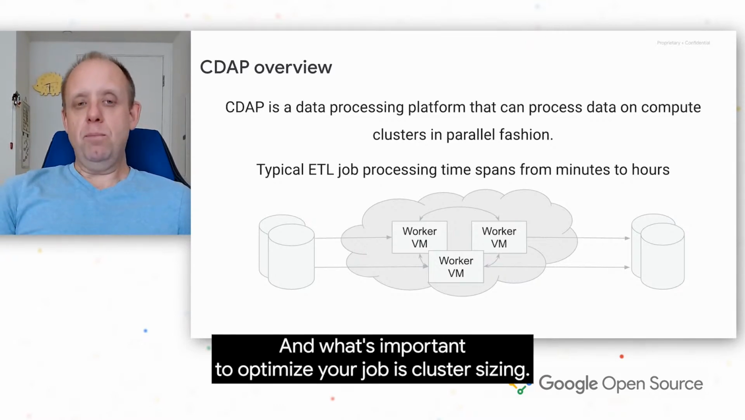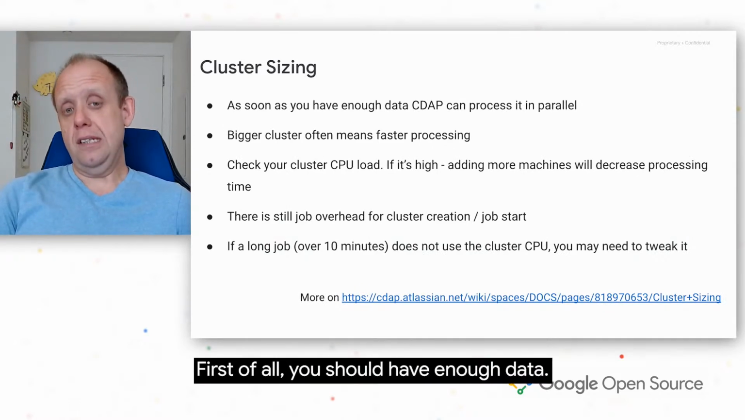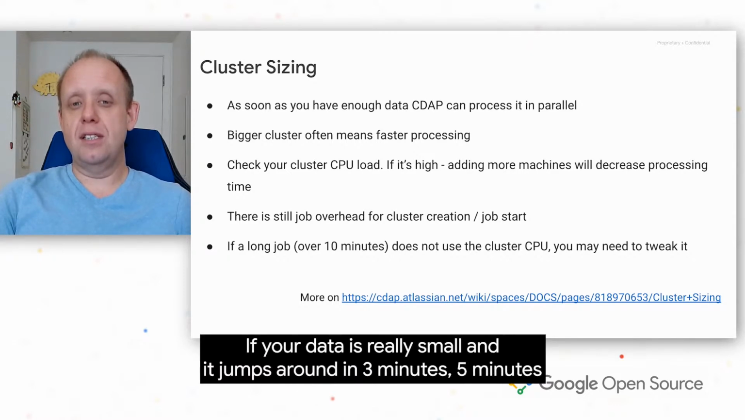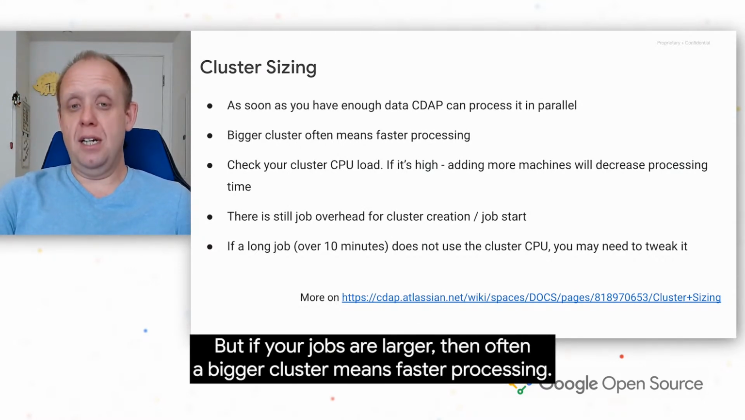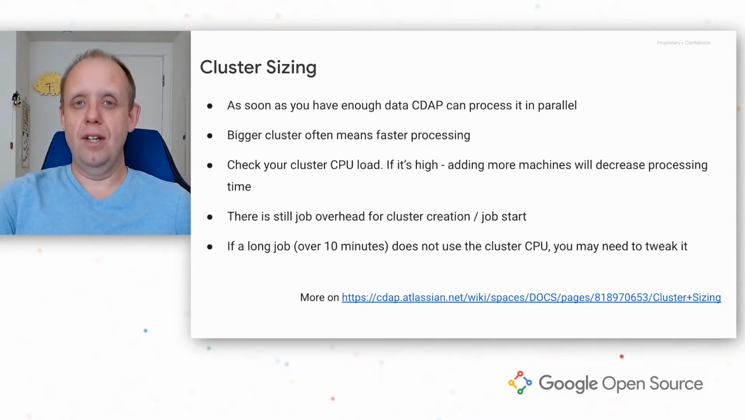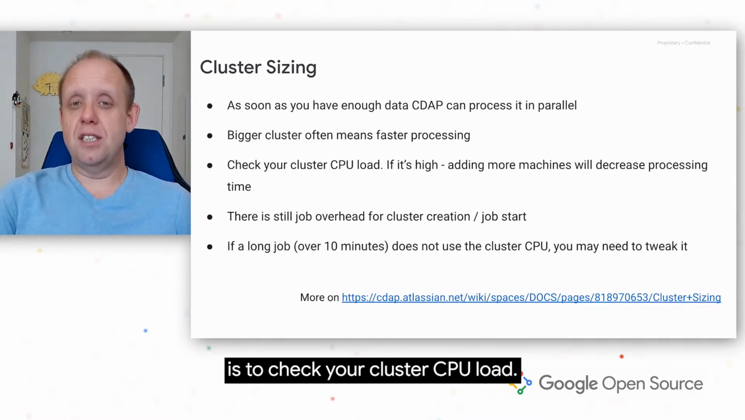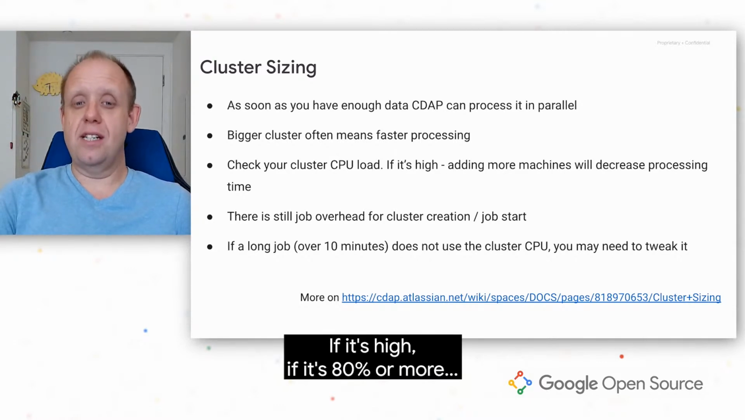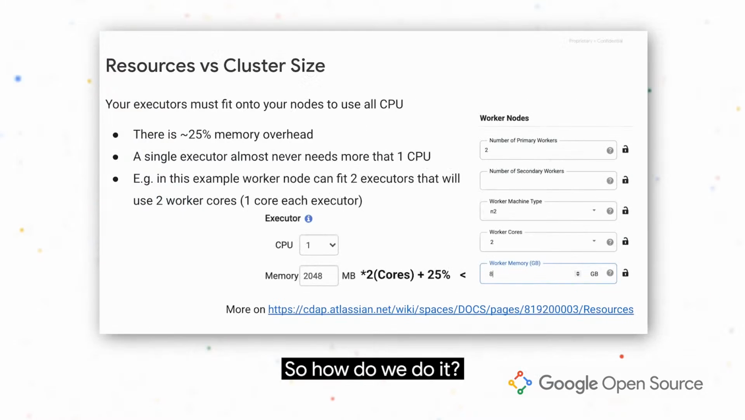And what's important to optimize your job is cluster sizing. First of all, you should have enough data. If your data is really small and your jobs run in 3 minutes, 5 minutes, there's not much you can do to improve it. But if your jobs are larger, then often a bigger cluster means faster processing. And the first thing you should do before even increasing your cluster is to check your cluster CPU load. If it's high, like 80% or more, then adding more machines will probably decrease processing time and increase performance. So how do we do it?